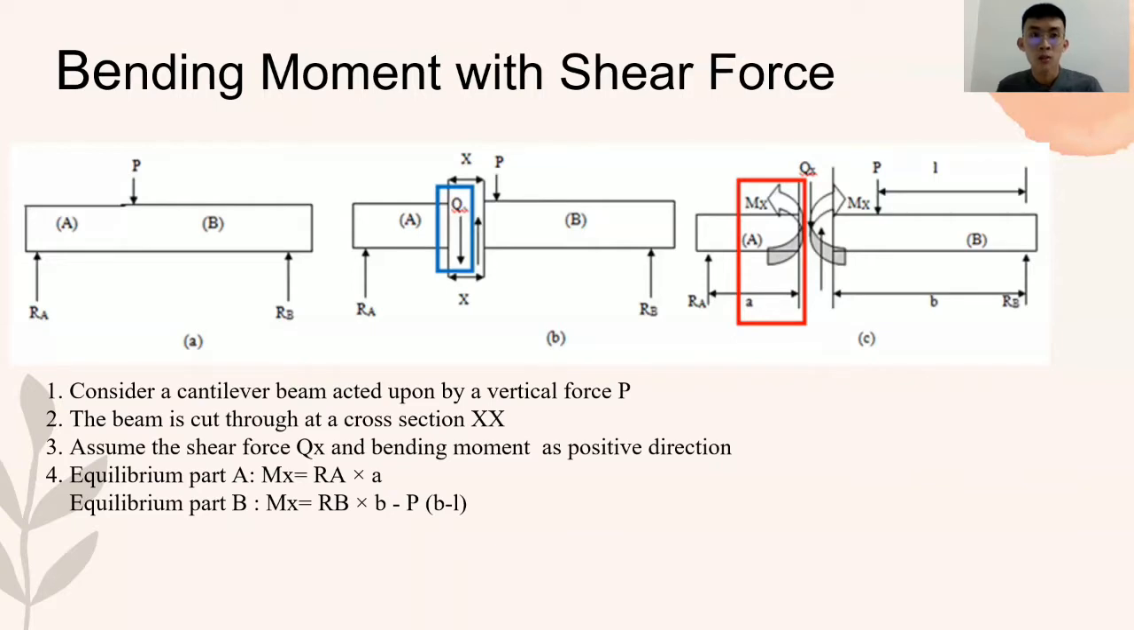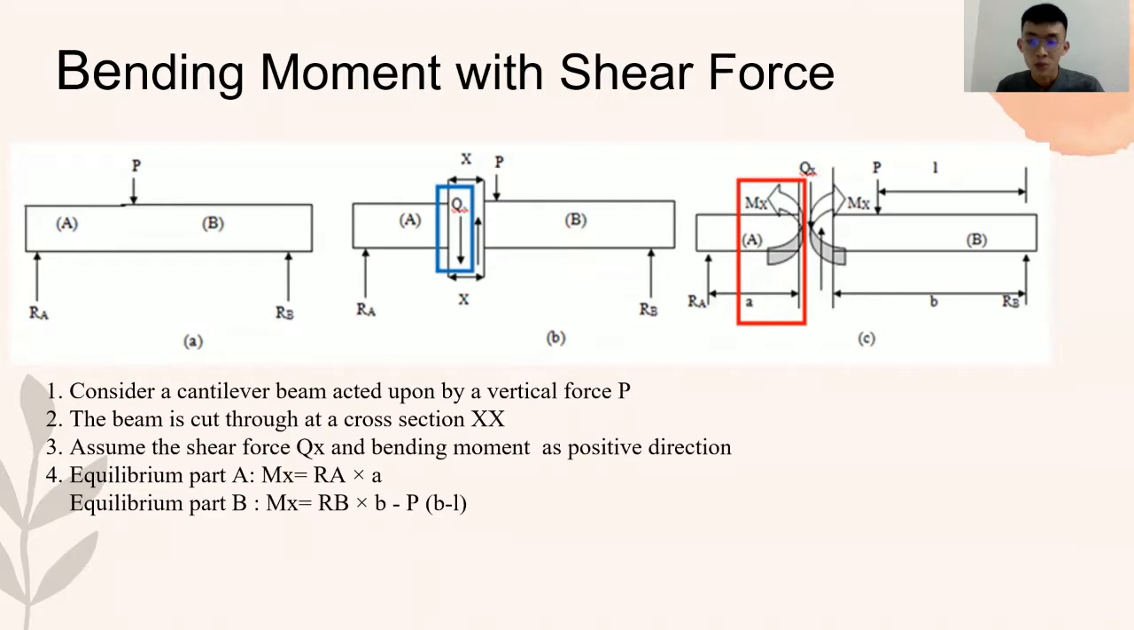Now, I'll explain the bending moment with shear force. So first, consider a cantilever beam acted upon by a vertical force P in figure A. Now imagine that the beam is cut through at a cross-section XX in figure B. From the left-hand part, part A, the shear force Q in figure B with the blue box and the bending moment in figure C with the red box are assumed to be positive in the direction shown in figures B and C respectively. For vertical equilibrium of part A, there must be a shear force Q acting as shown in figure B, blue box, and equal to Ra.